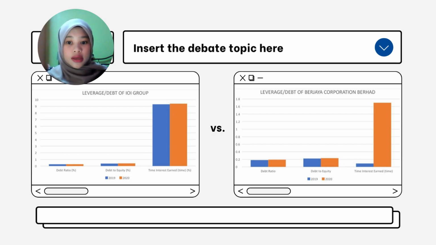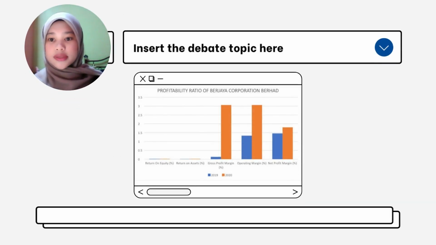And lastly, the data for the times interest earned in 2019 is 0.09%, and it increased in 2020 to 1.70%. So that's the data for leverage in IOI Group and Berjaya Corporation Group in 2019 and 2020.